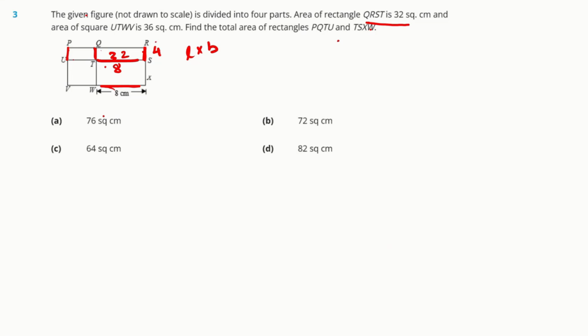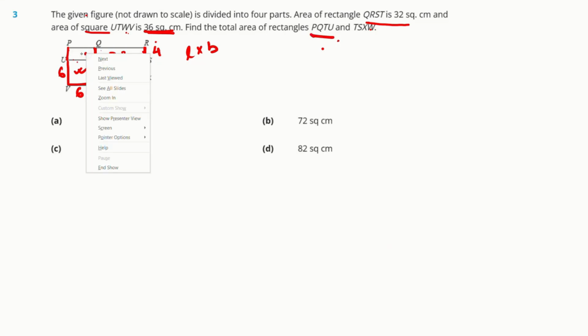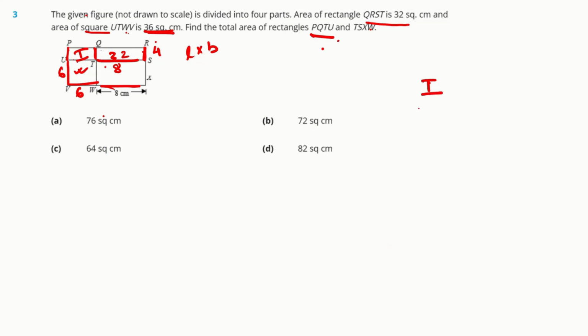Fine enough. Now, the area of the square QTWV, this one, is 36. 36, that means each side is 6. It's a square of 6 by 6. You have to find the total area of the rectangles PQTU and TSXW. What is the area of this first part? The area of the first rectangle would be length 6, since the side of the square is 6, and the breadth we have found out to be 4. So 6 times 4 is 24.